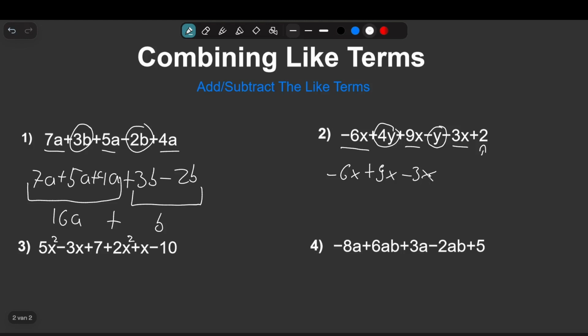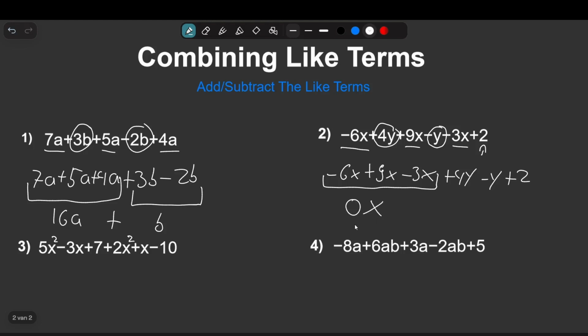Now we're going to do the y's. So now we have plus 4y and then minus y. For the last one, we have just a 2, and we can write this like this. What we're going to do now is add and subtract these three. So we have minus 6x plus 9x minus 3x. This will equal just 0, because minus 6 plus 9 will equal 3x, and then minus 3x will equal 0x.